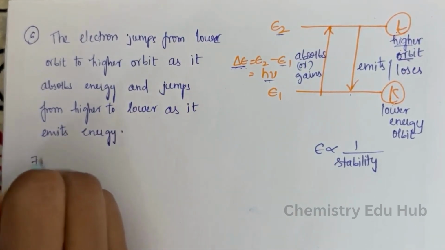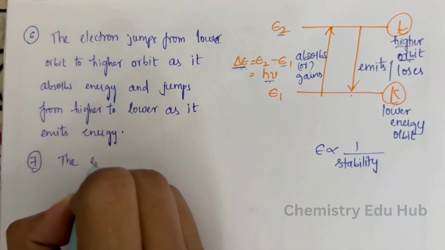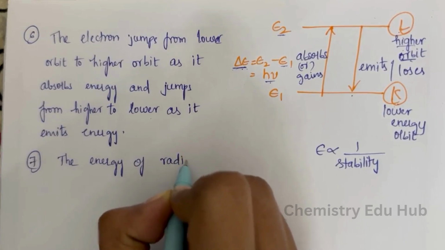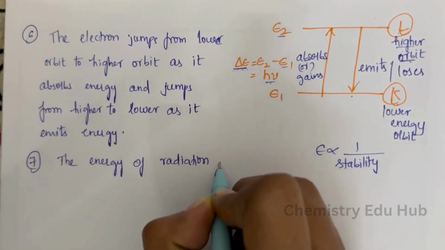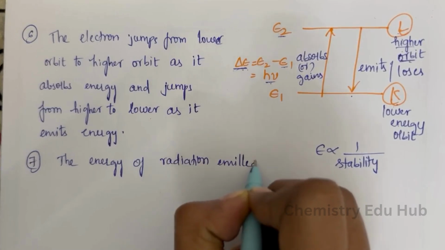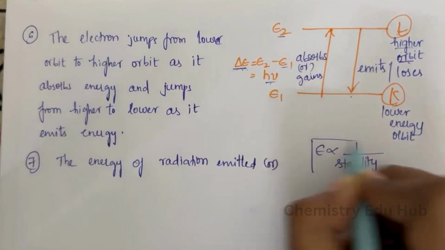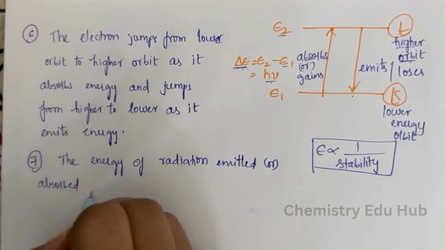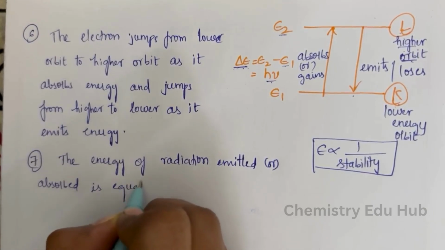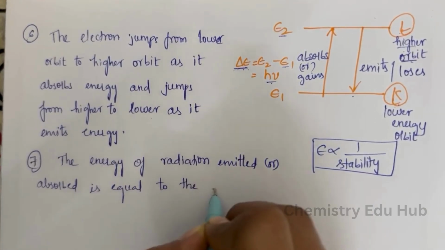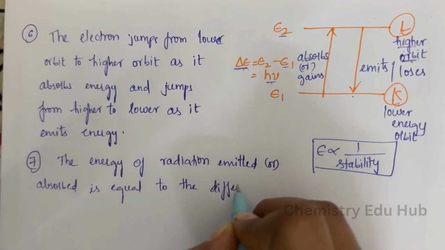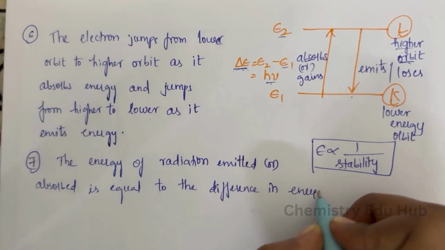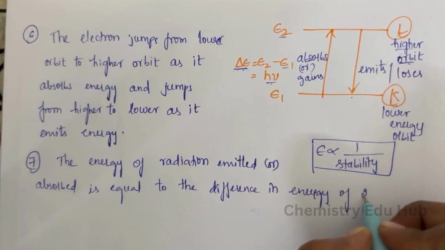Now the difference in the energy of radiation that is taking place, whether it is an absorption or emission, the energy of radiation emitted or absorbed by the electron is equal to the difference in the energy of two orbits.